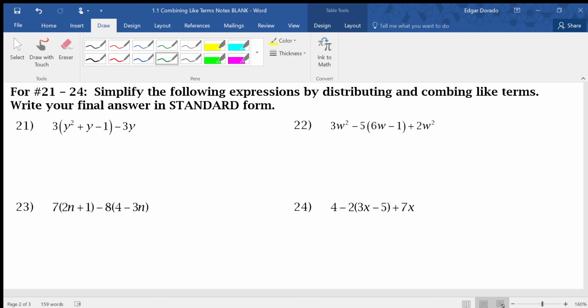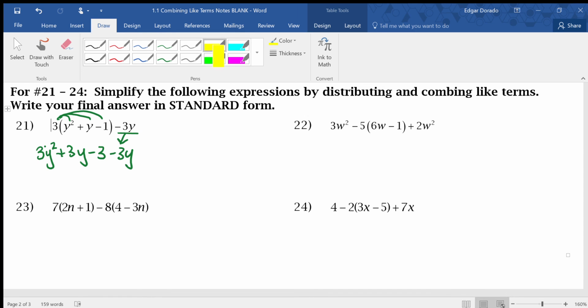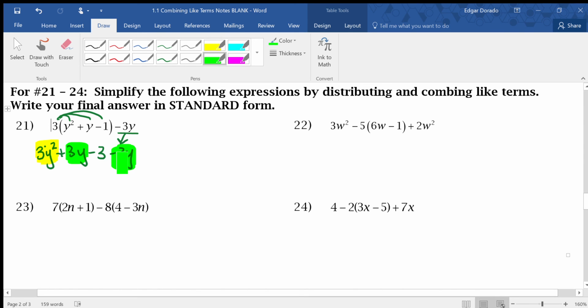Right away I see a parentheses here, so I'm going to distribute my 3. So I get 3y squared. Distribute again, plus 3y. Finally, one last time, minus 3. And then this right here, I haven't done anything with it, so I'm going to rewrite it down here. I haven't combined anything just yet. That's what I'm actually going to do now. So I have a y squared term here, a y term here, and a y term here, and finally a constant term there. So let's see what we get.